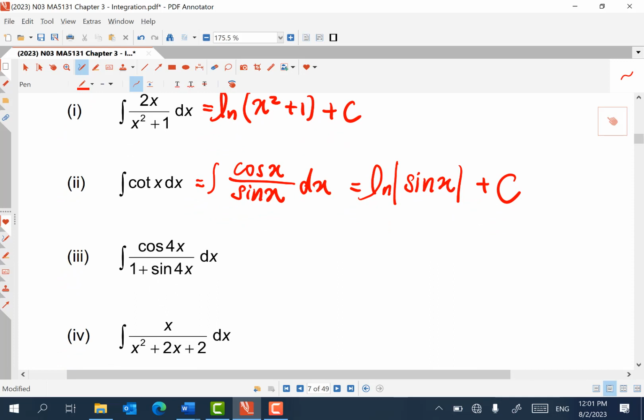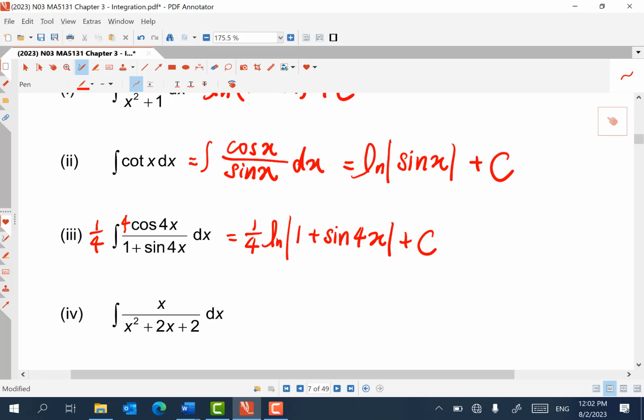How about the next one? For the next one, Jun Xiao, say part 3. You need a 4 here and a 1/4 here. And Jun Xiao, say. Right. You're hungry. Okay, we target what time?